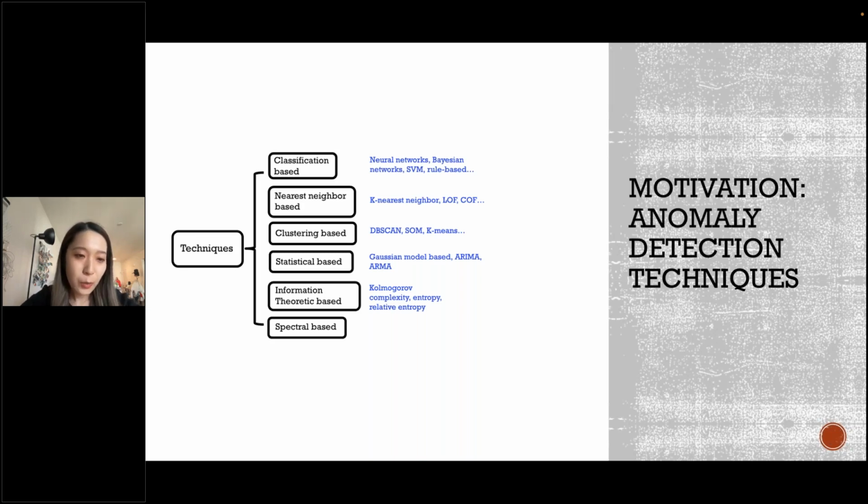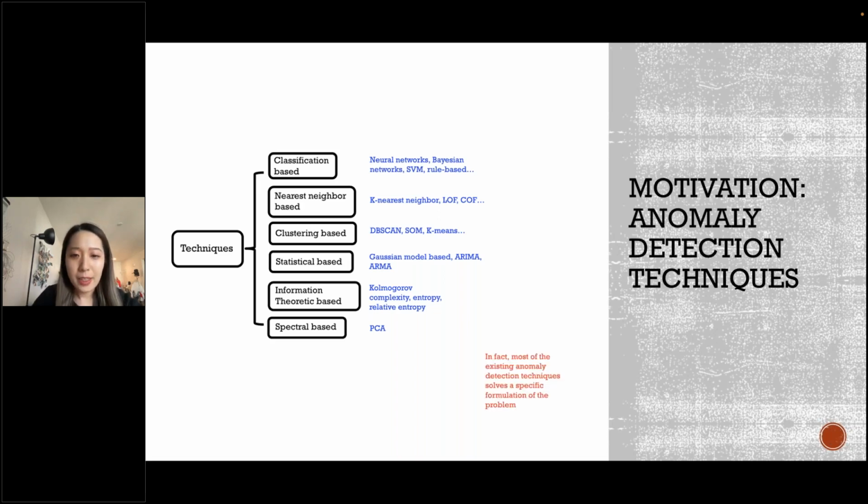And lastly, we also have spectral based. That means we assume that when data are embedded into a lower dimensional subspace, we can differentiate between the normal and the abnormal groups. The examples are principal component analysis, PCA. So in total, we have six different types of anomaly detection techniques.